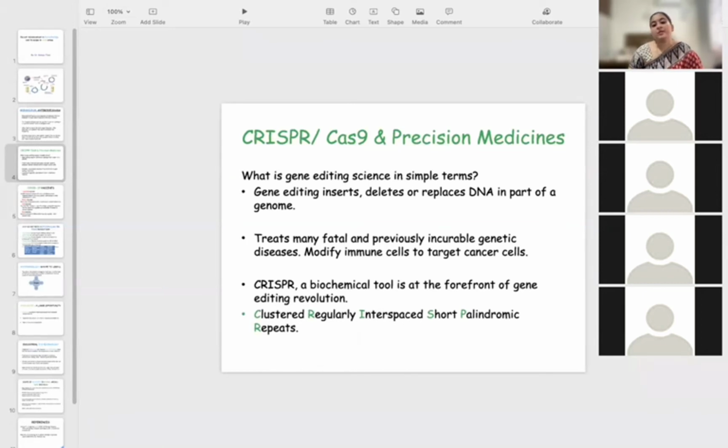It's also a biochemical tool at the forefront of the gene editing revolution. In fact, CRISPR technology has been a boon for agricultural development also, where we can edit the plant genome. We can add drought resistant genes, insect resistant genes, weedicide resistant genes, and a lot more. So CRISPR is very helpful in that way, and it can also be used for modifying a lot of organisms as well.